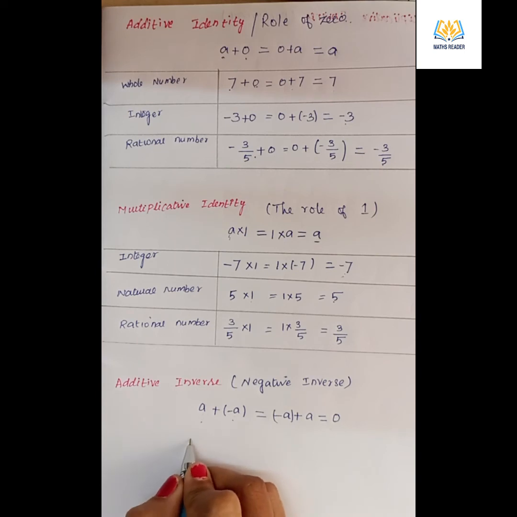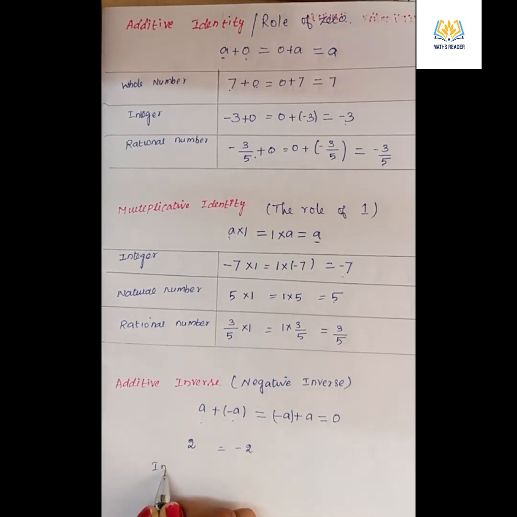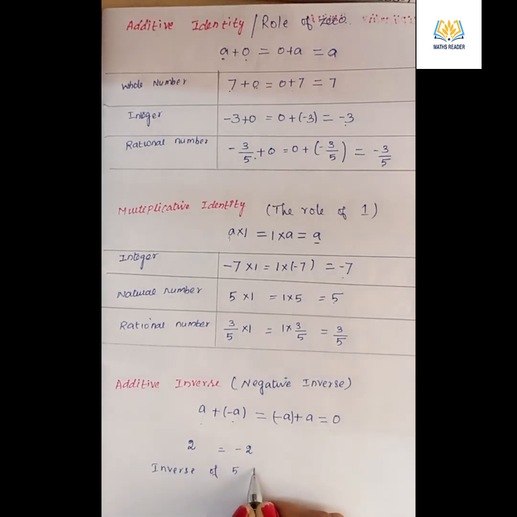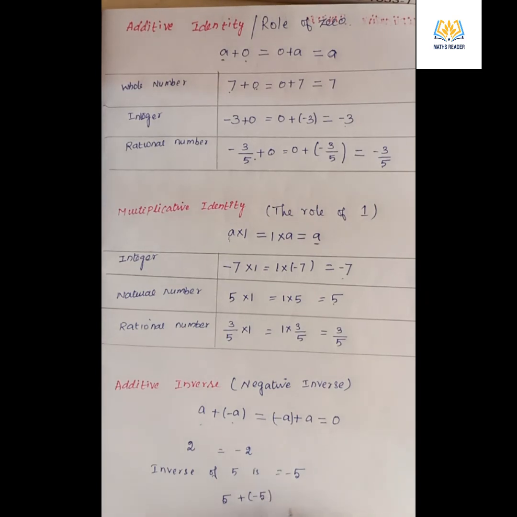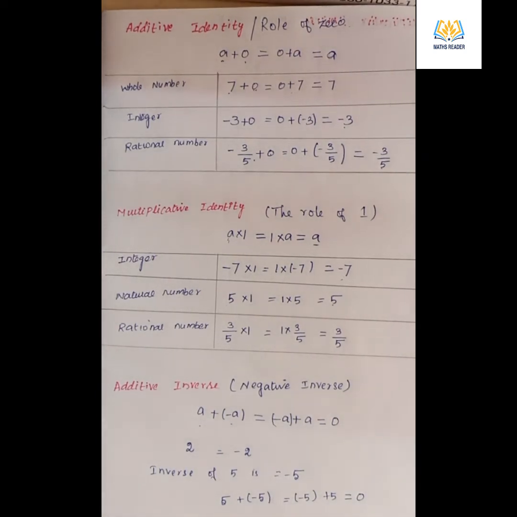So the inverse of number 2 is minus 2, and inverse of number 5 is minus 5. So when we add number 5 with its inverse, the answer will be 0. So this is called additive inverse.